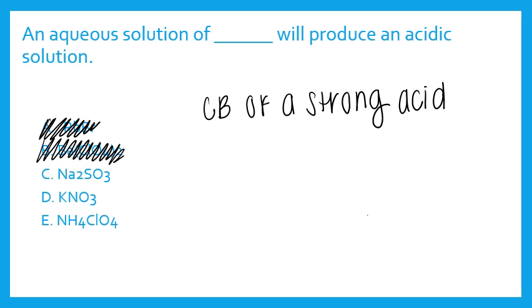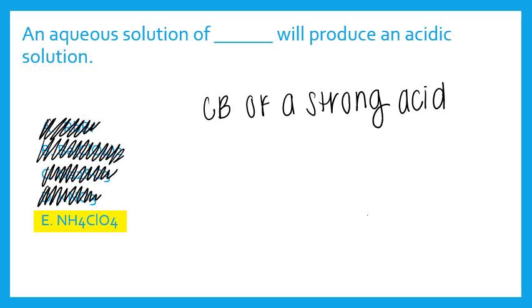SO3 is not a conjugate base of a strong acid, so we can ignore this one. NO3, while being a conjugate base of a strong acid, K is also a conjugate acid of a strong base. And then E, well, it's the last one left, but ClO4 is a conjugate base of a strong acid, but NH4 is a conjugate acid of a weak base, meaning this one will produce an acidic solution.